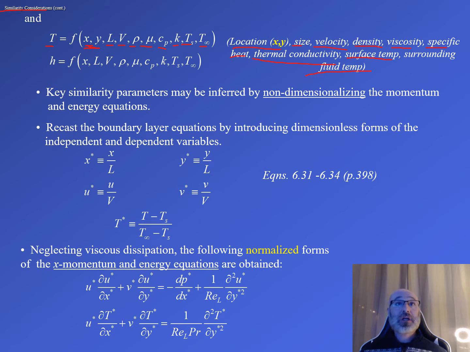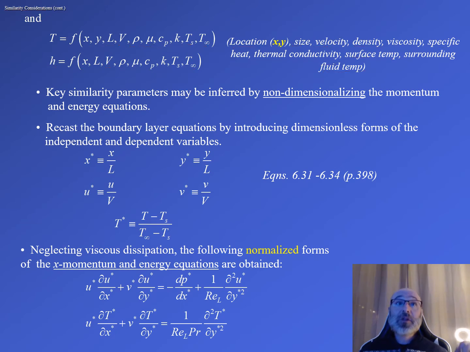Now our h right here is going to be a function of our x, L, and V, where again our L is that size, our V is our velocity, then we have again our density, our viscosity, specific heat, thermal conductivity, surface temperature, and the temperature of our surrounding fluid right there. So this is our function for temperature, and our function for h right here.